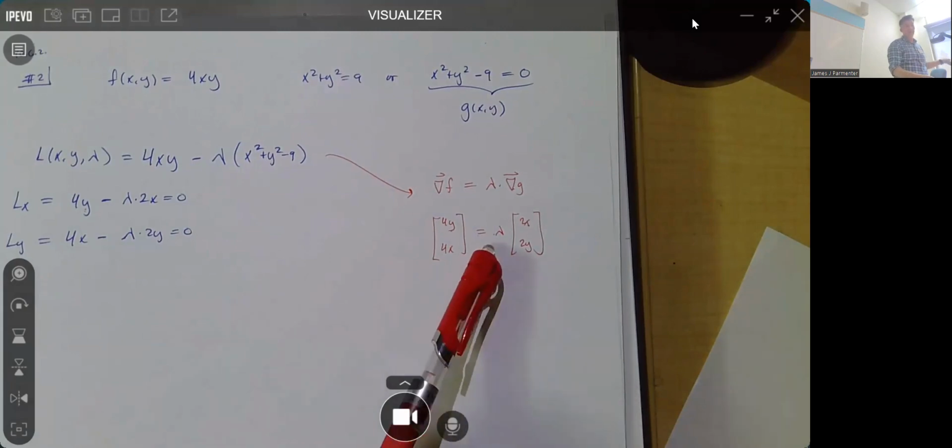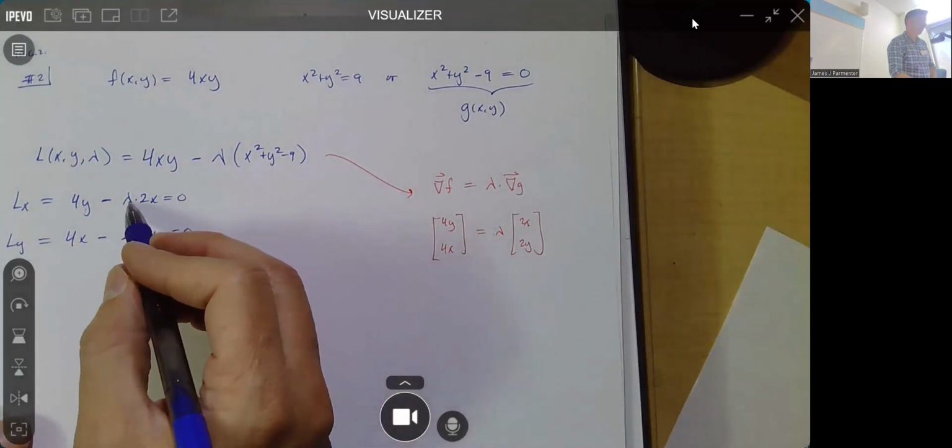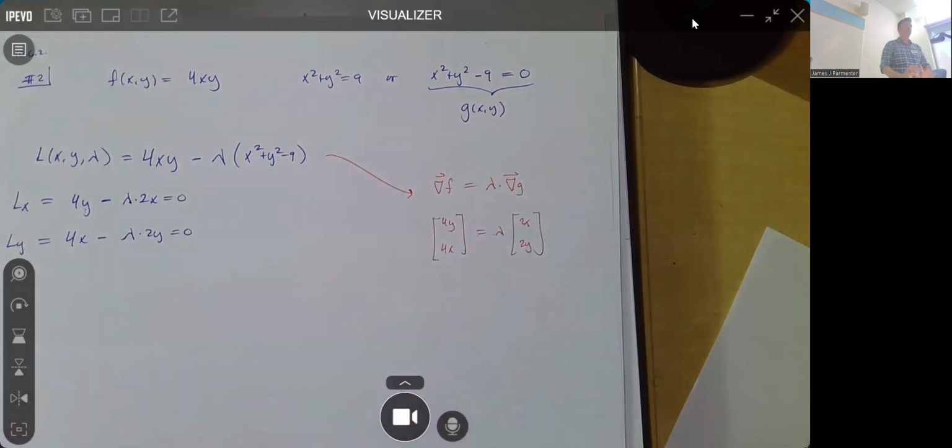So if you like this over this, that's totally fine. They're the same thing. Some people would ask me about that, so I just want to clarify. It's really the same work. All right. So I'm going to solve for lambda like I usually do, although sometimes that can be dicey.